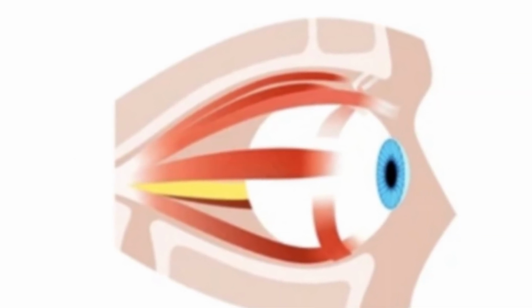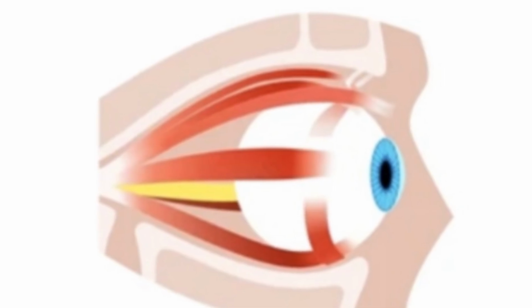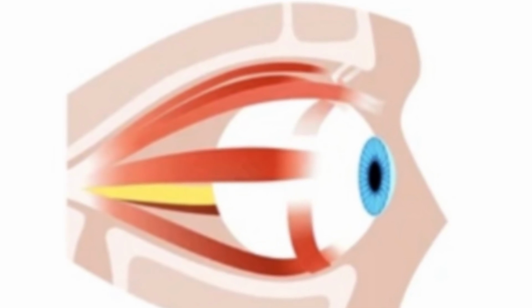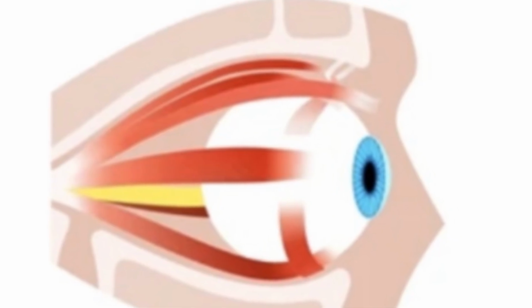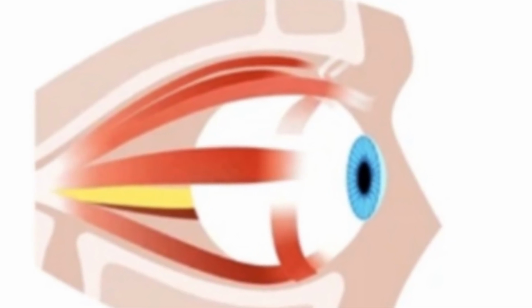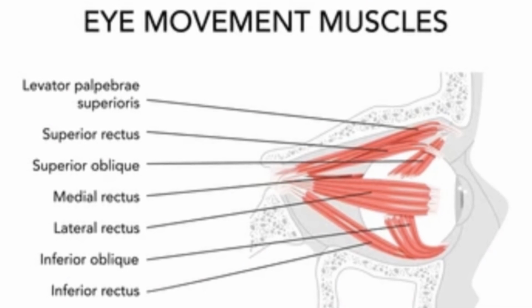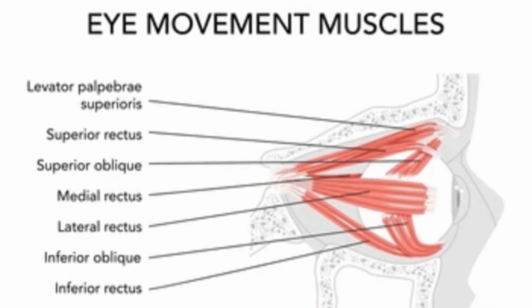Trochlear nerve, CN4, controls the superior oblique muscle. Clue to remember: TOSO. T stands for trochlear, S stands for superior, O stands for oblique muscle. Abducens nerve, CN6, controls the lateral rectus muscle.